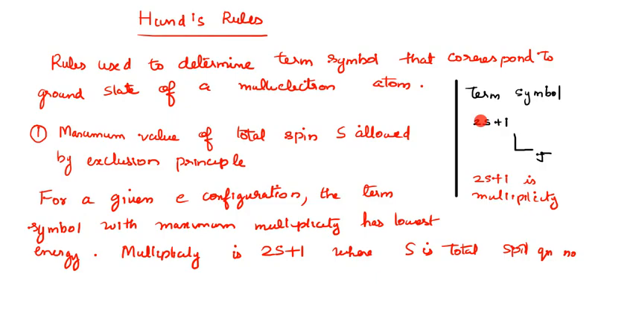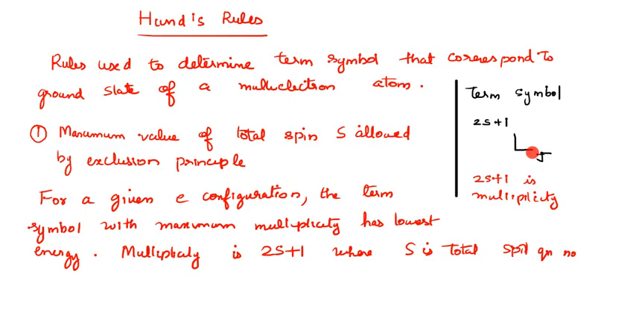that is 2S plus 1 L_J. This is the term symbol. Here 2S plus 1 is the multiplicity of the atom, in which S is the total spin quantum number of the atom. It is obtained by the contribution of all the electrons. And here J is the total angular momentum quantum number of the atom. It is also obtained from all the valence electrons.